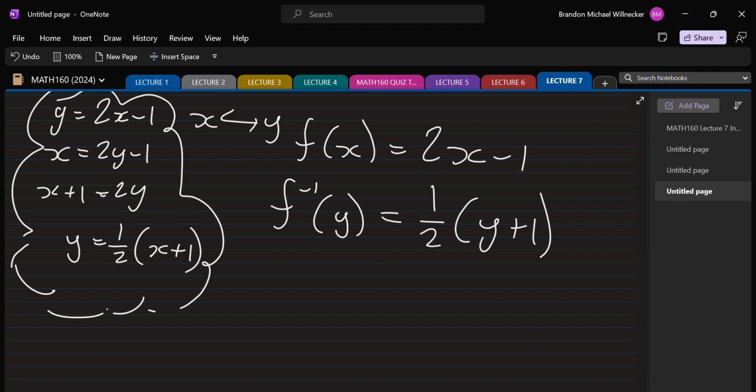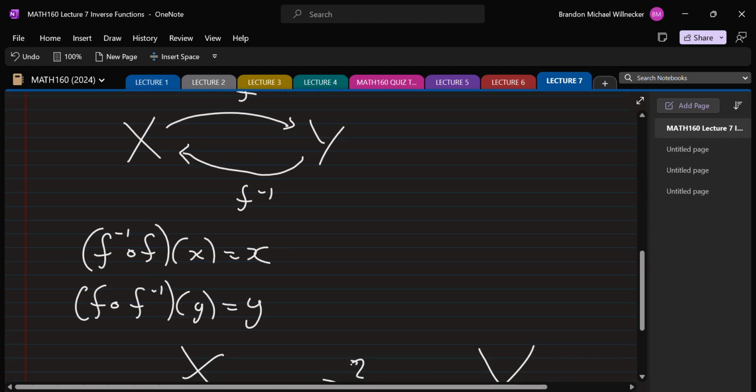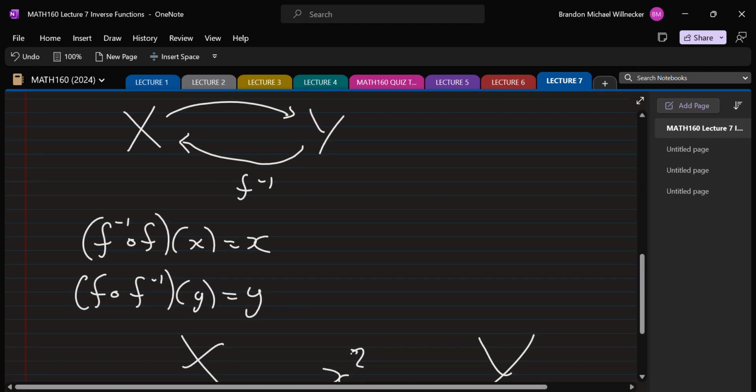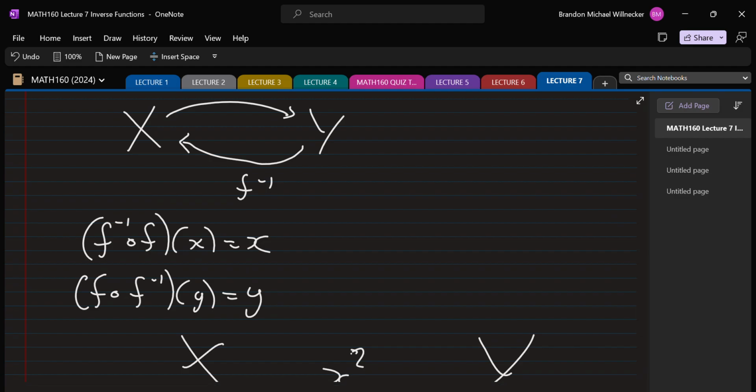But we can check if this is correct. How do we check? Well, there are two conditions for this to be an inverse. It needs to be a left inverse and a right inverse. Altogether, it needs to satisfy both of those properties. So, let's just check. Does that actually work?